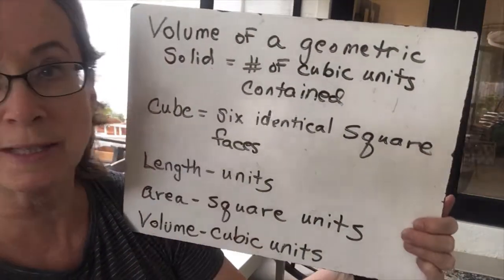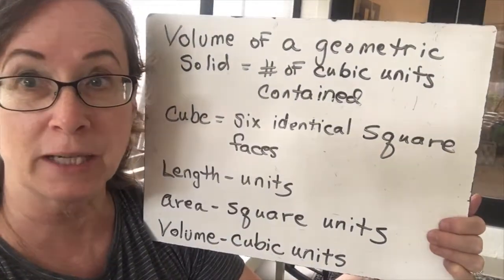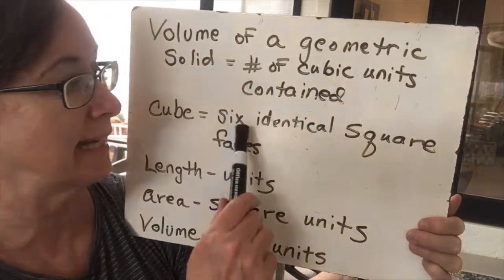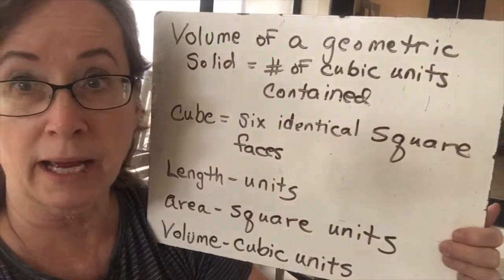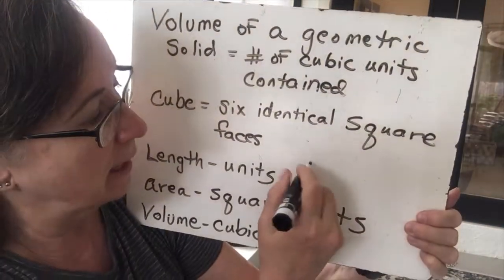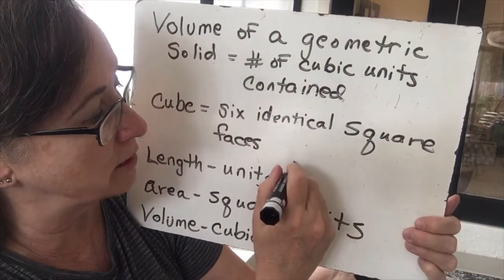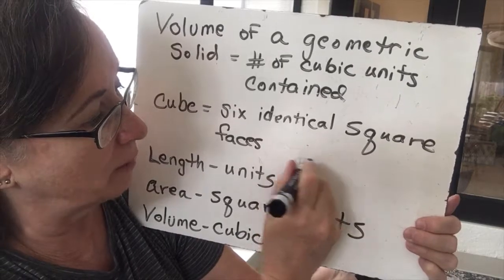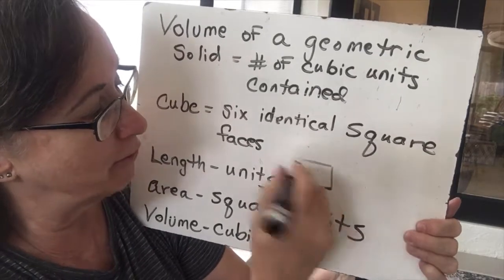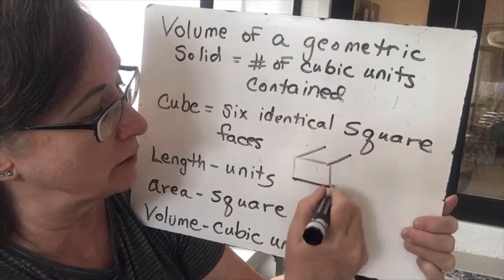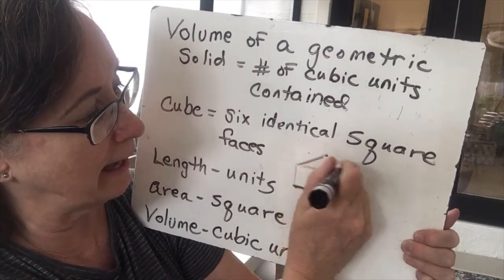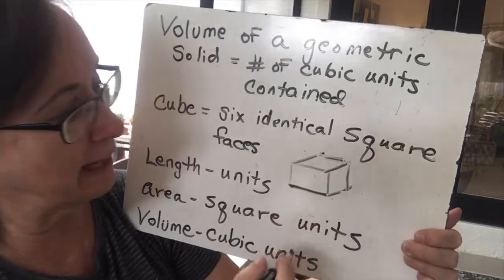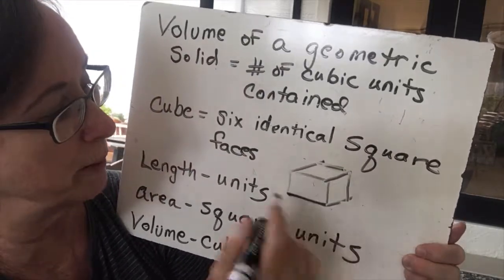So a cube is a good example of a geometric solid, and it has 6 identical square faces. We will test my cube drawing skills. But to draw a cube, we often will start with a box, and then from our box we will do the sides like that. And that's a pretty good cube. Not a great cube, but it's pretty good.